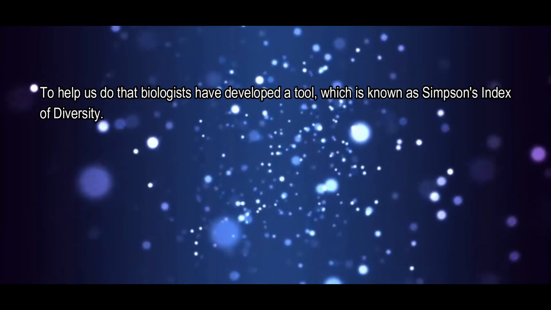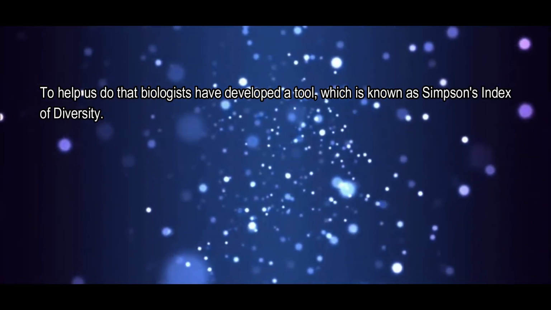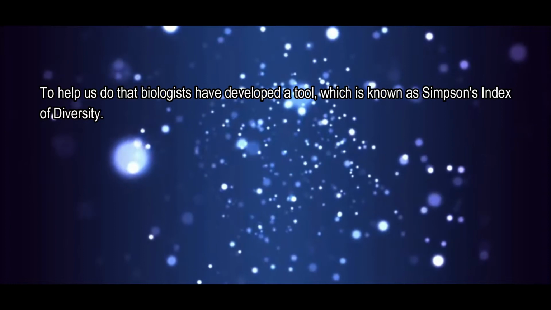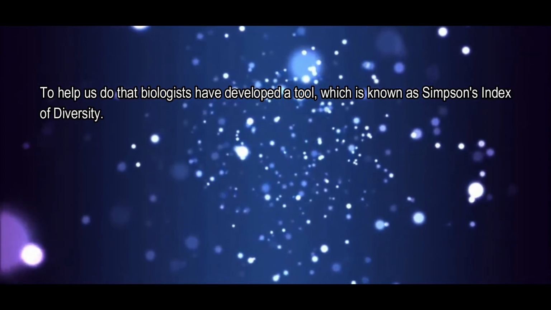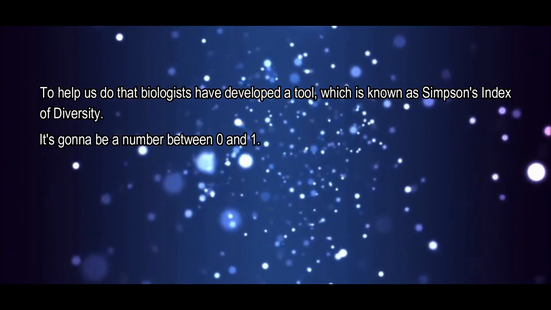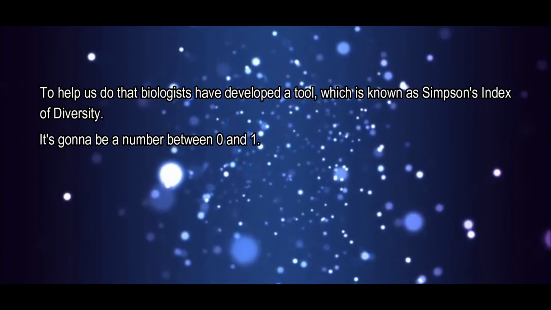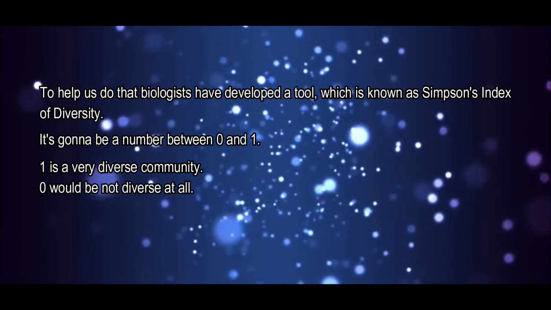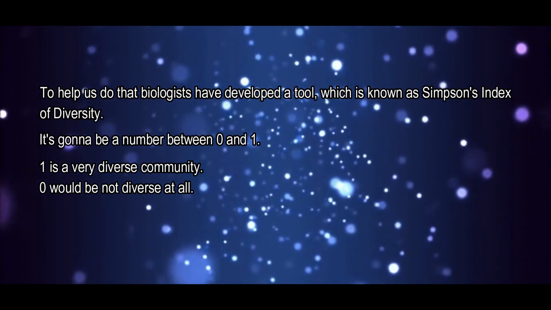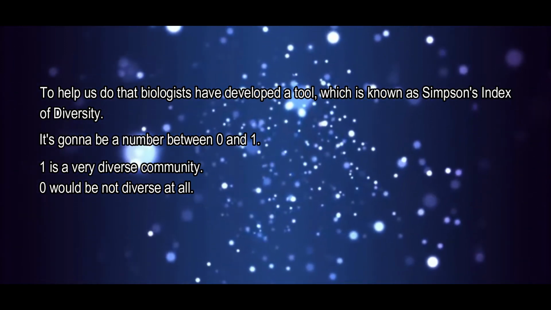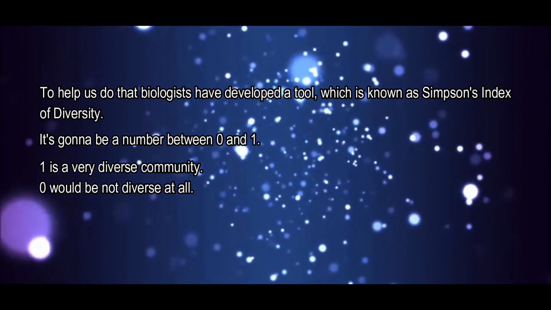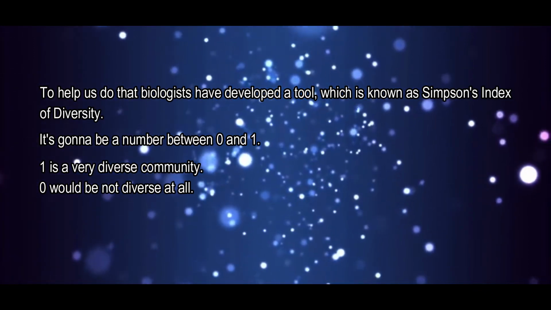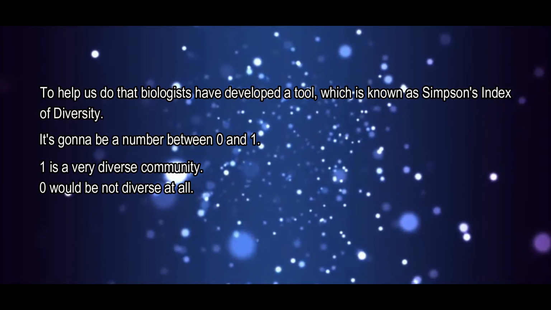Well, to help us do that, biologists have developed a tool which is known as Simpson's Index of Diversity. It's going to be a number between 0 and 1, where 1 is a very diverse community, and 0 means it's not diverse at all.